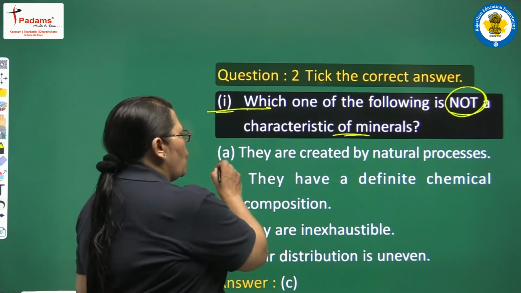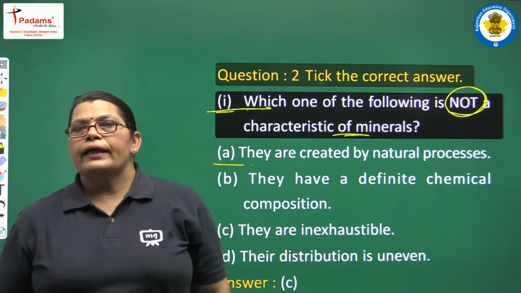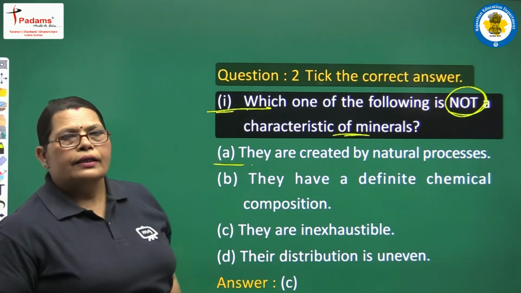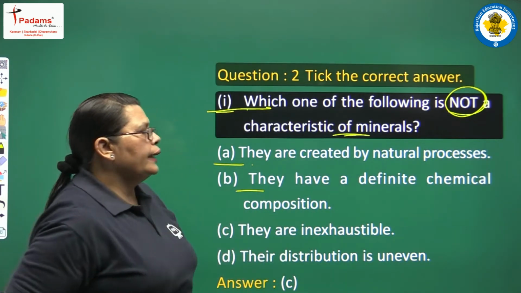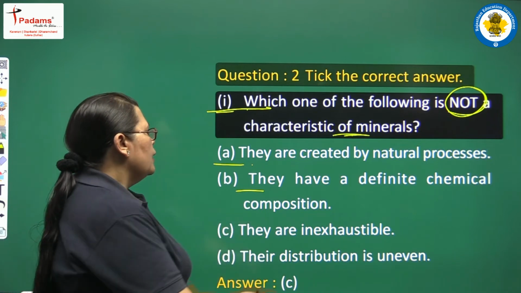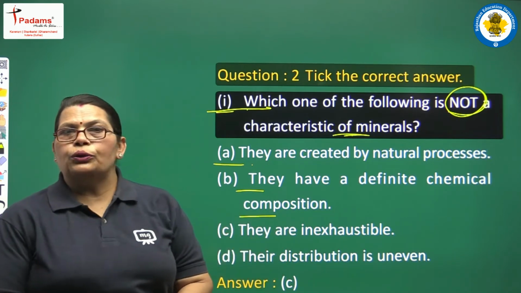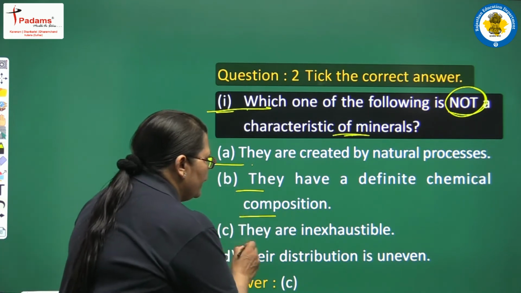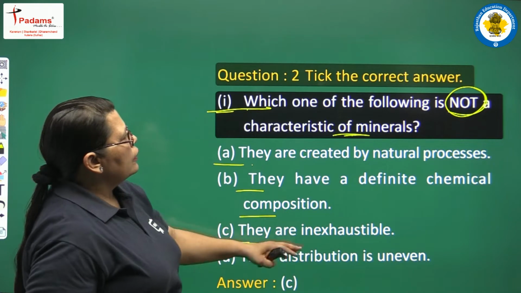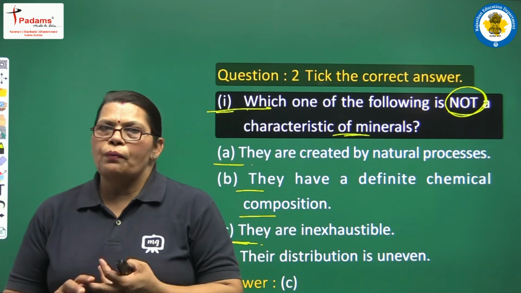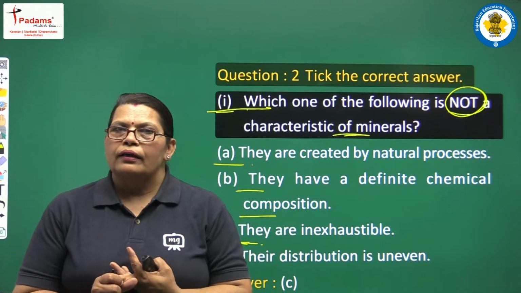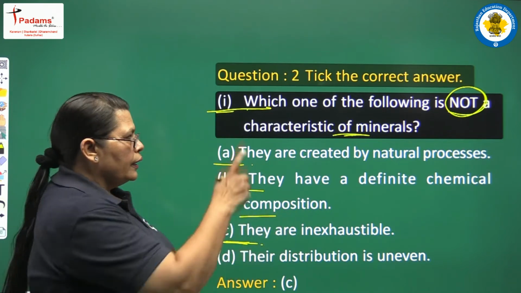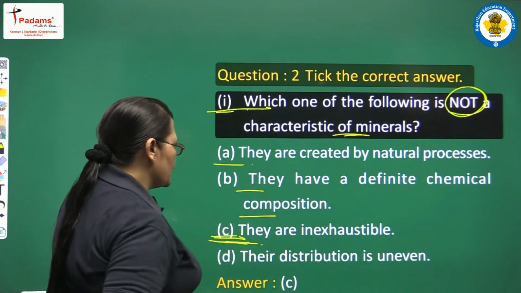So our first option is they are created by natural process. Is it okay? Yes, these are created by natural process. The second one is they have a definite chemical composition. This one is also true. And the last one is they are inexhaustible. See, minerals are exhaustible or inexhaustible. So is this characteristic right or not? In this way, this one is our answer, C.